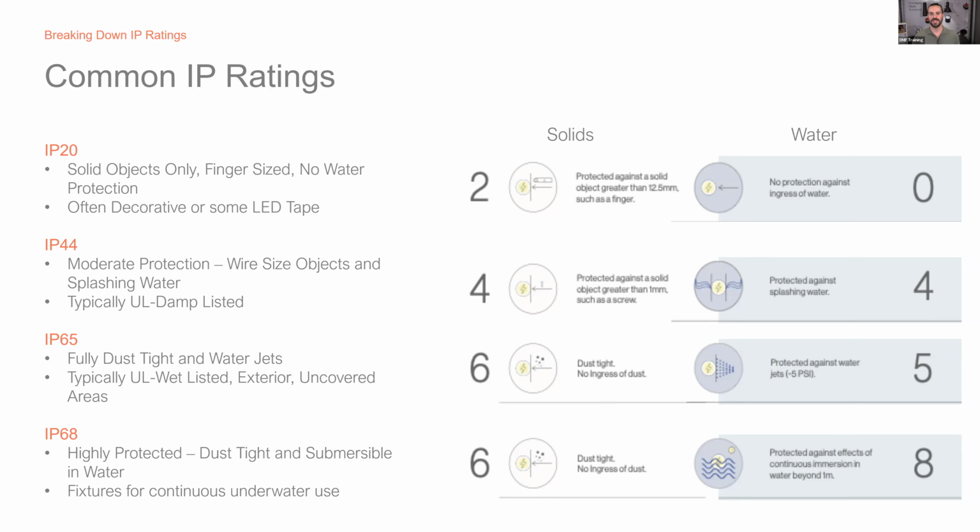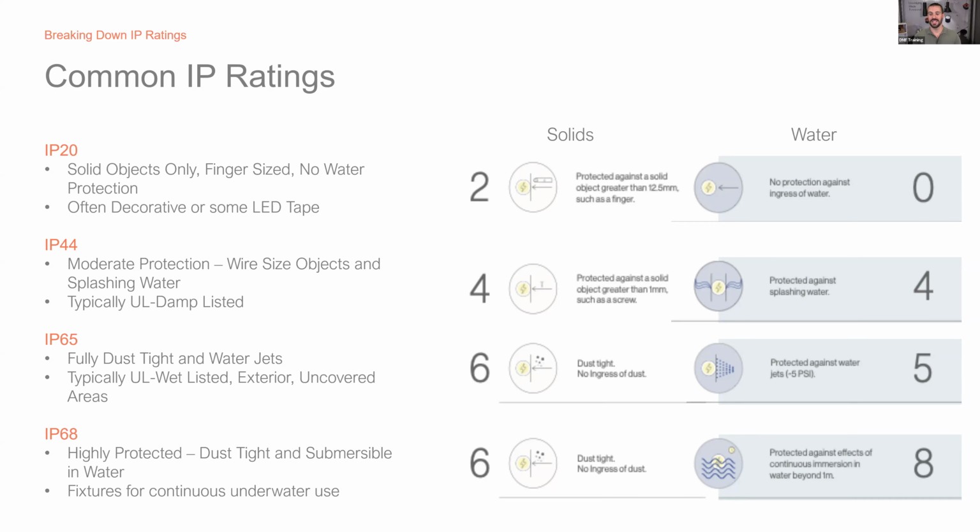IP44 is another common one. We see that as sort of a moderate protection. So wire-sized objects and splashing water. So it's a good level of protection. This is something you often see for fixtures that are listed as UL damp location. Another one we see is IP65. This is pretty common for outdoor fixtures. So these are going to be fully dust tight, the highest level of solids, and protecting against water jets, so a high level of water protection as well. So these are often what you see for UL wet listed, exterior and uncovered area type applications.